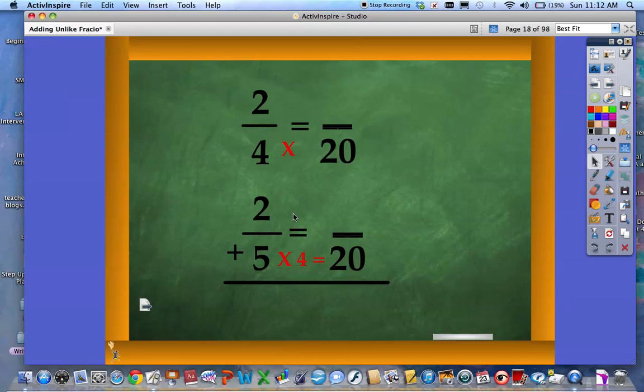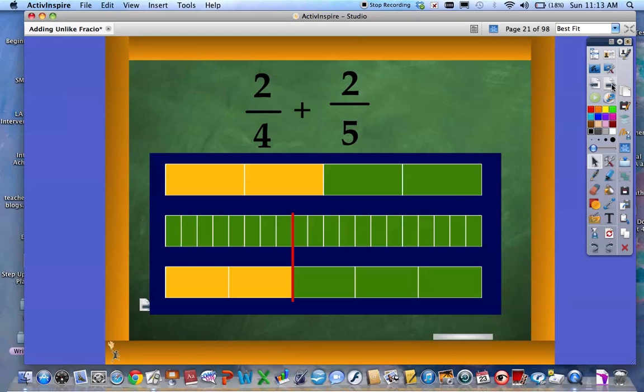In my Block 1 class, Jordan is our resident specialist, and he always says, whatever you do to the bottom, you must also do to the top. And there we go. If we multiplied the bottom times 4, we must multiply the top times 4, and 2 times 4 gives us 8. So the denominator changed to 20 pieces, which also changed the numerator to 8 pieces. Let's look at a model so we can see how that happened.